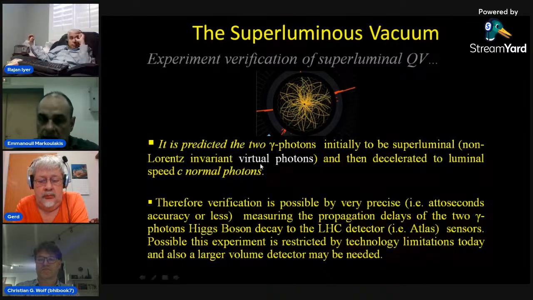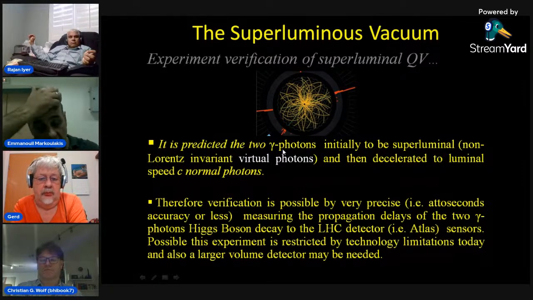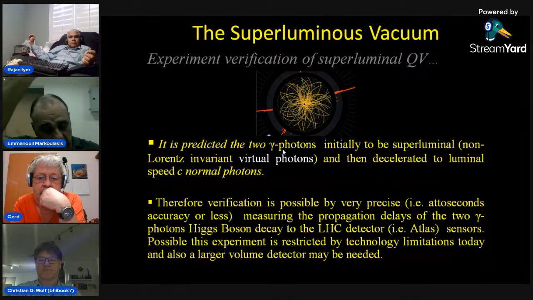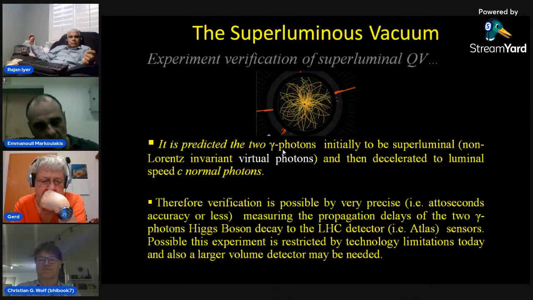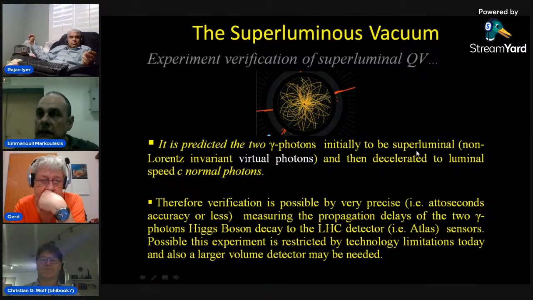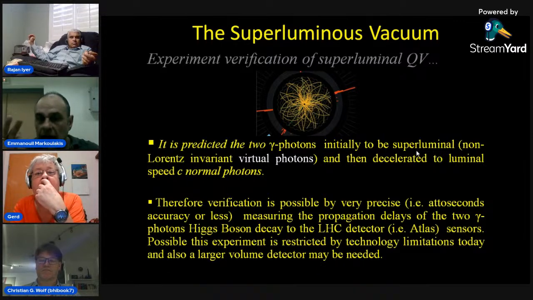So we say that the decay first goes from the graviton, which phase transitions to a Higgs boson, and then the Higgs boson decays to two gamma photons, which is due to a relativistic image doubling effect. But these photons had a superluminal speed. Therefore, they were actually virtual photons.